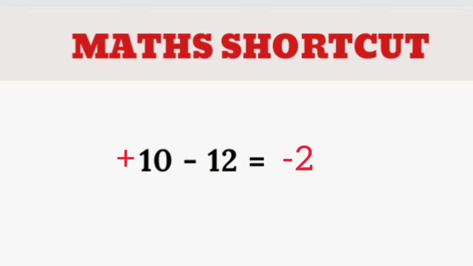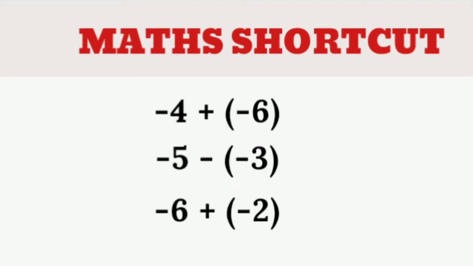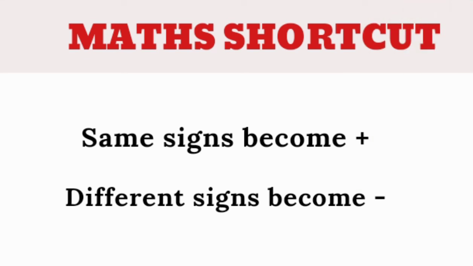All right, now in some cases we have two signs, one outside of the brackets and one inside the brackets, just like we can see here. So how do we solve them? To be able to solve this, we must understand one principle. The principle is if the signs are the same outside and inside the brackets, it will become plus. But if the signs are different, it becomes minus. So same signs become plus, different signs become minus.